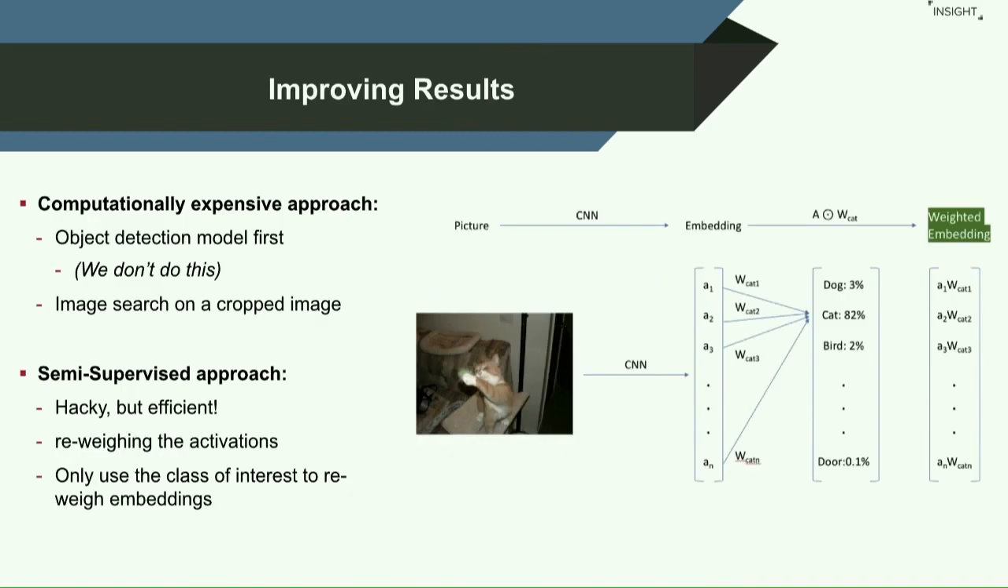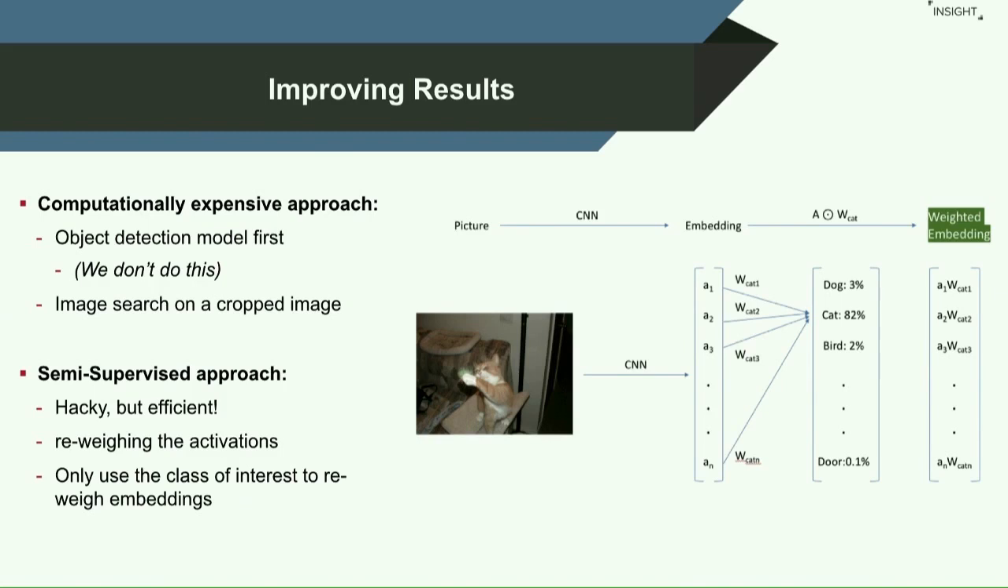So a common approach to solve for this is to use an object detection model first, detect our cat, and do image search on a cropped version of the original image. While this adds a large computing overhead, we'd like to do this specifically. So in order to do this, I'm actually going to answer your question.